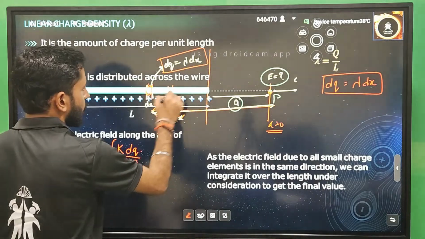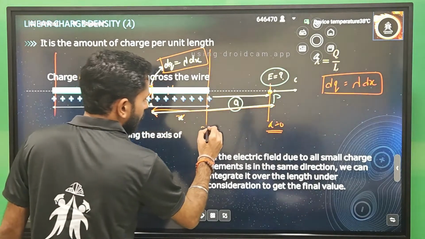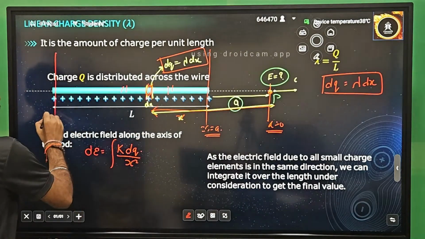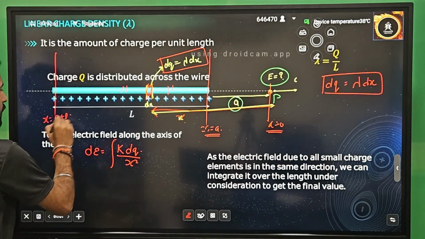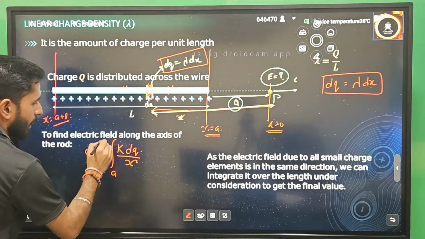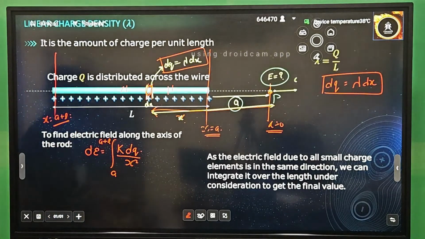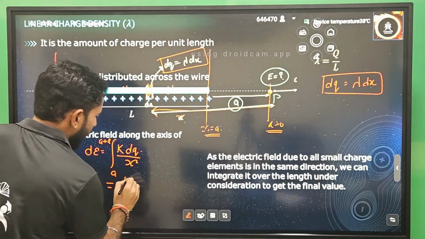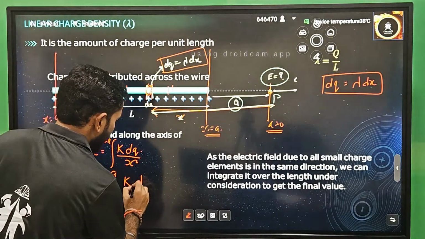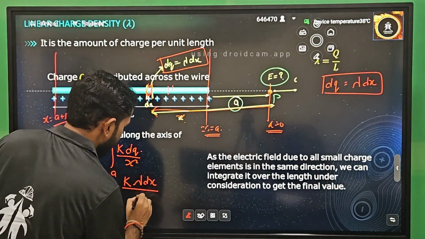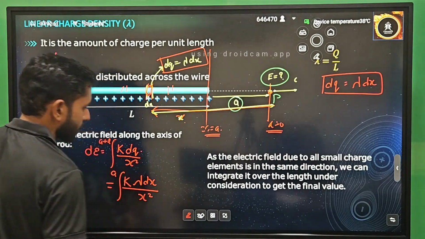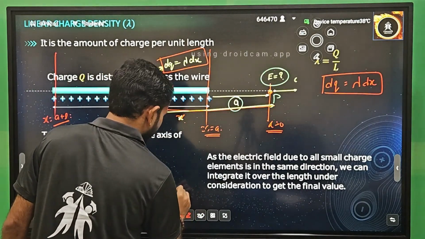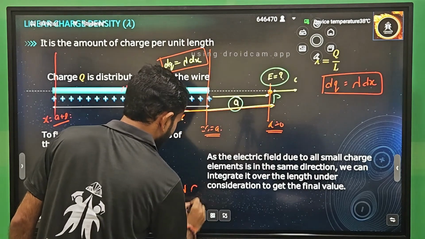I will add all these small elements from x equal to... tell me, here what is the position of x? Can you say x is equal to a? And here, what is the position of x? Here x is equal to a plus l. So the limits are from a to a plus l. Now see what you can do. You will write k dq as lambda into dx divided by x square, integration. After that, integration of x power minus 2, because the rest of the things you can take out common.